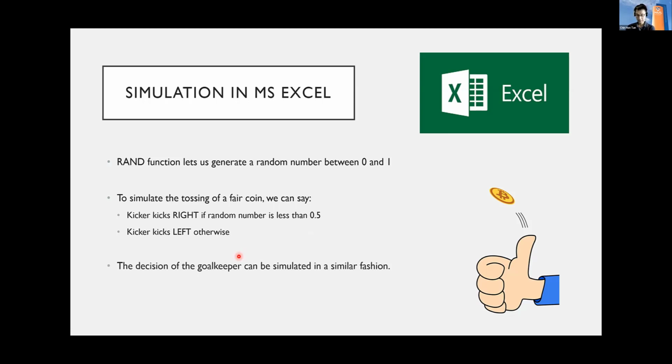The decisions of the goalkeeper can be simulated in a similar fashion as well. Essentially, if you have a biased coin, let's say there's only a 40% chance of getting heads rather than tails, all you need to do is adjust this number. Rather than 0.5, it can be 0.4, 0.3, and so on. With that, you would be able to simulate those biased coins.